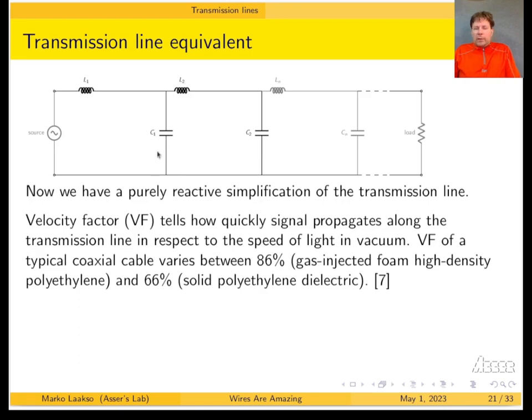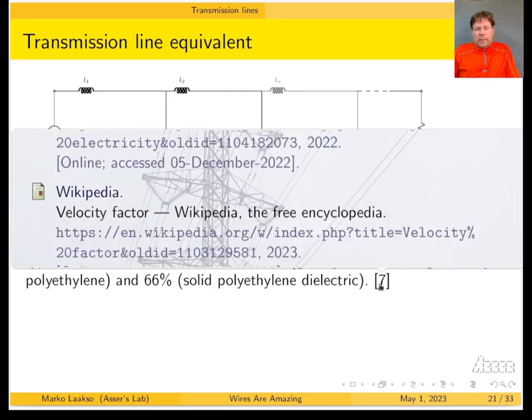The velocity factor tells how quickly a signal propagates along the transmission line with respect to the speed of light in vacuum. The velocity factor of a typical coaxial cable varies between 86%, which is, for example, a gas-injected foam high-density polyethylene cable, and 66% for a solid polyethylene dielectric. And there are more statistics on this in Wikipedia if you are interested.